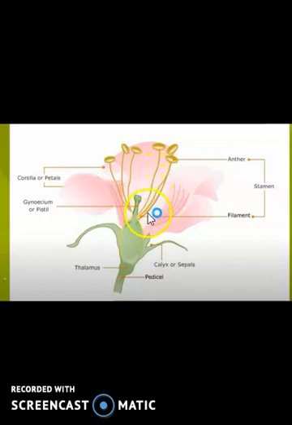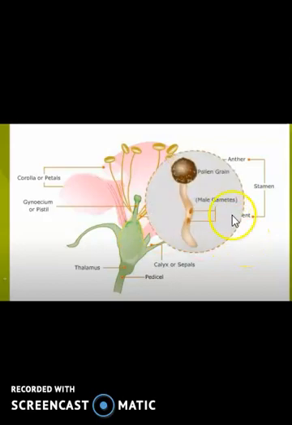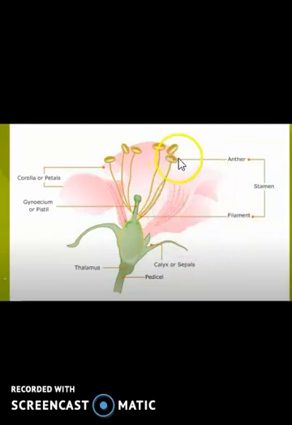Each stamen consists of a yellowish line, which is the filament, and the upper part, which is the anther. The middle section has a stick, a swollen top and a circular base. That is the gynoecium, or the single part is called the pistil. Let us see how it is divided. Here you can see the anther has this dust-like structure, the pollen grains.